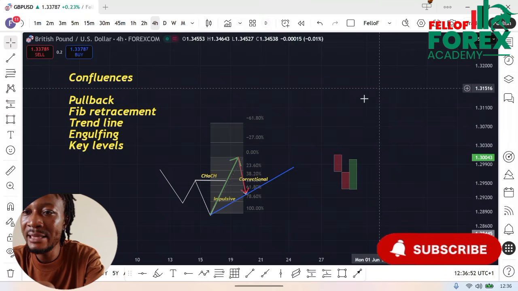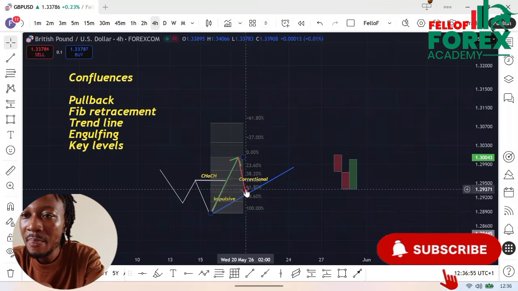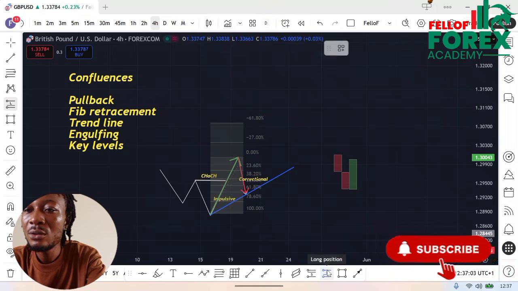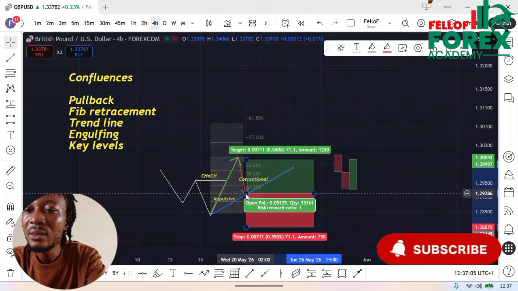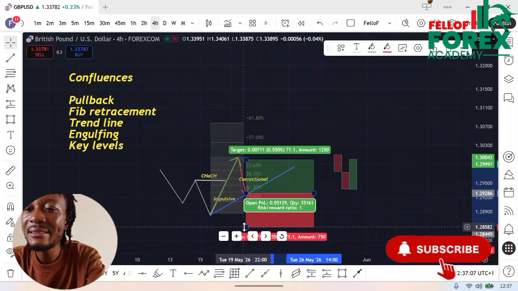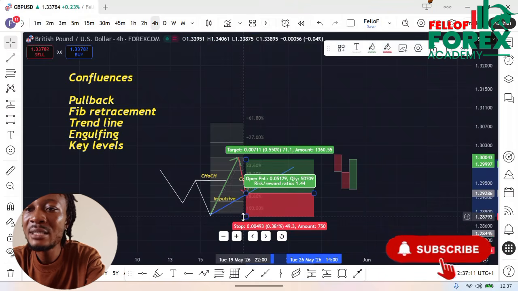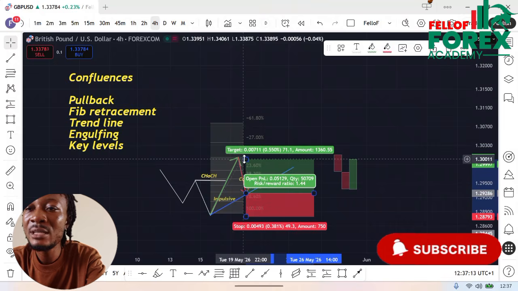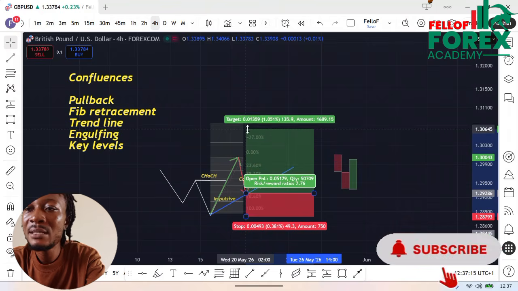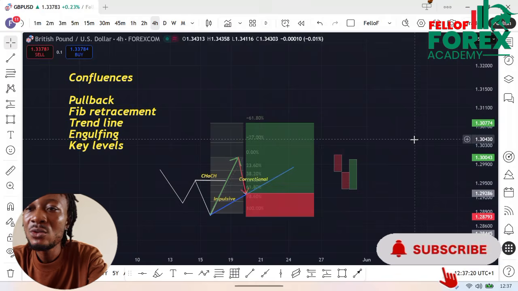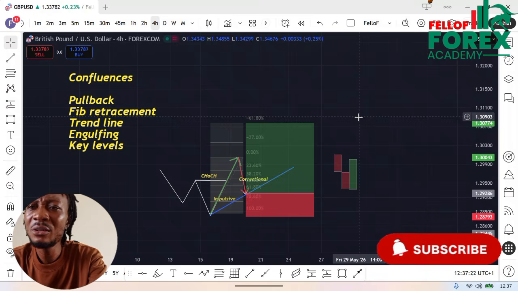Once I see this around this area, around this pullback, this correction, good. We know that there's a possibility for price to continue to the upside, or these are the confirmations I need to be able to take a trade. So once you see them, you enter and place at least a 1:2 or 1:3. So that is it on confluences.